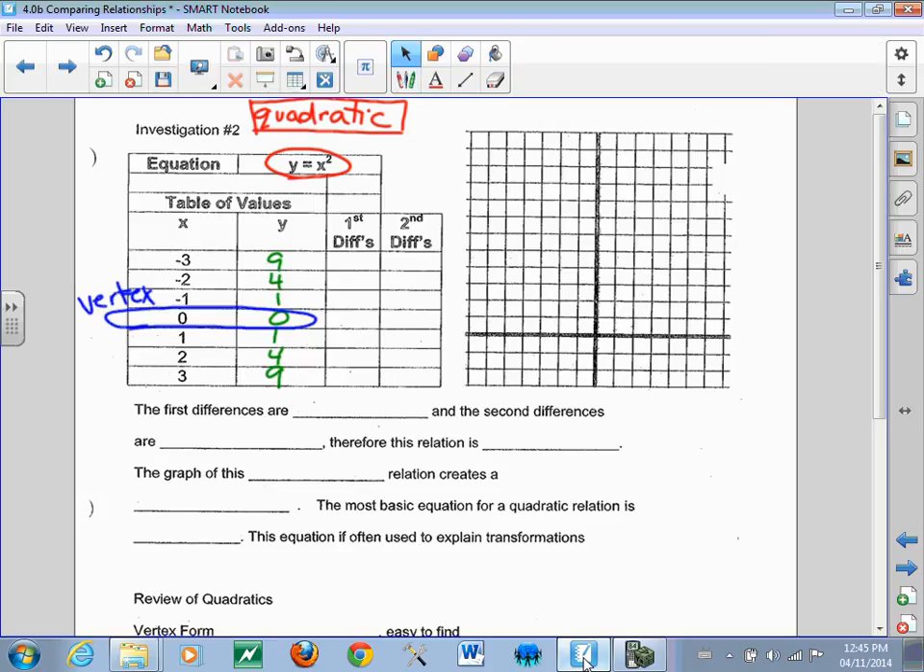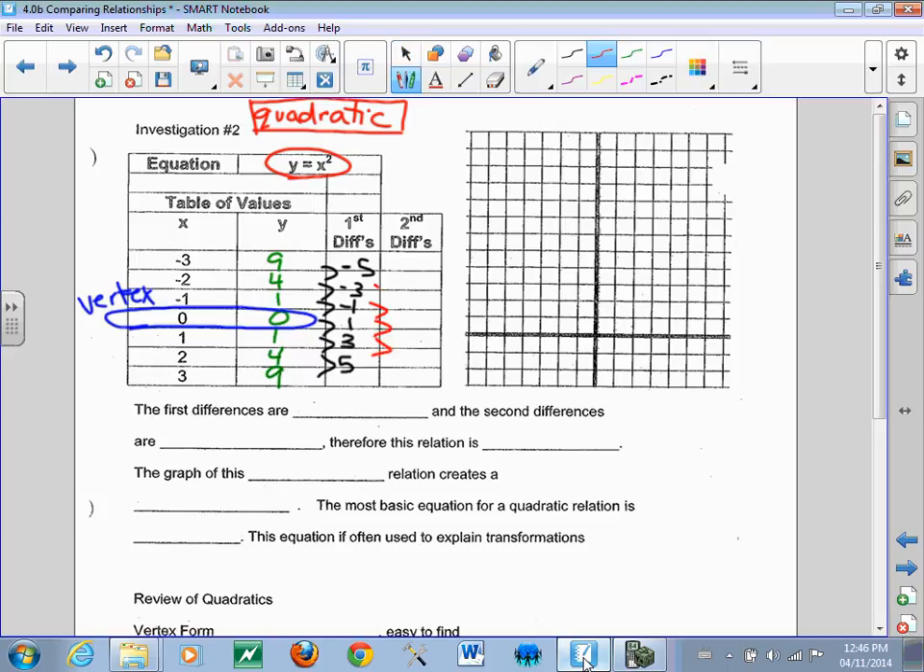All right. And so now that we've got our values, folks, let's do the first and second differences, and then we'll graph it. Okay? So let's do the first differences. So 9 subtract 4 is 5. 4 subtract 1 is 3. 1 subtract 0 is 1. 0 subtract 1 is -1. 1 subtract 4 is -3, and 4 subtract 9 is -5. So the first differences aren't the same, so that means that it cannot be linear. That's what we suspected. Let's do the second differences, folks, and see what happens.